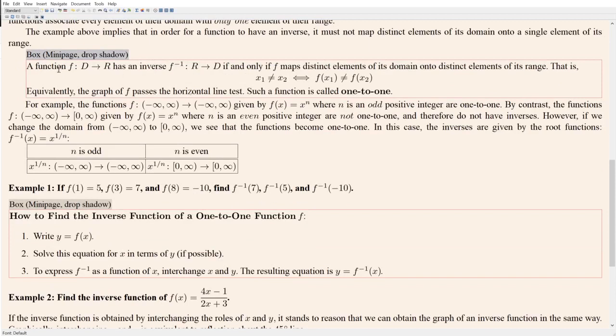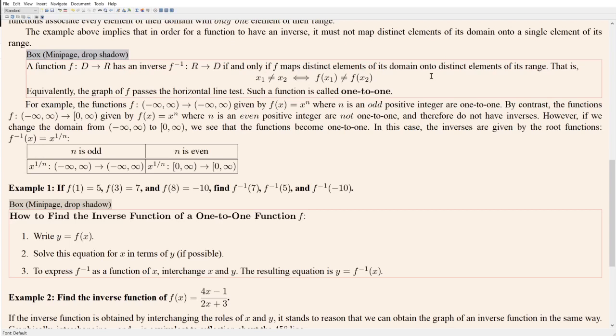So to put that in symbols and to make the language as precise as possible, a function f with domain d and range r has an inverse with domain r and range d if and only if f maps distinct elements of its domain onto distinct elements of its range. In other words, if x1 and x2 are distinct, they're not the same, then f of x1 and f of x2 must not be the same. So distinct elements get mapped to distinct elements.